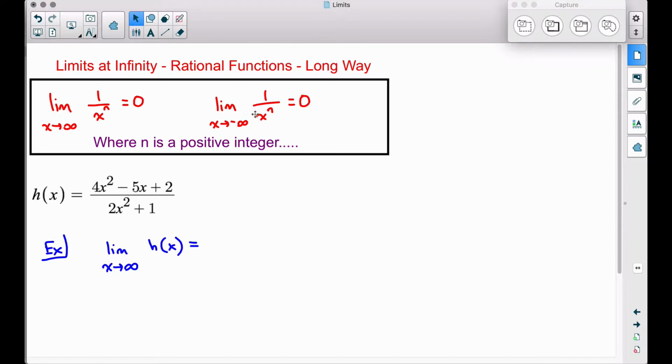we're going to use these two ideas. If we find the limit as x gets really big or x gets really small of 1 divided by x to the n power, where n is a positive integer, so we're talking about 1 over x to the first, 1 over x squared, 1 over x cubed, any positive integer for n. If x gets really big and we take 1 and we divide by a really big number, we're going to approach 0.